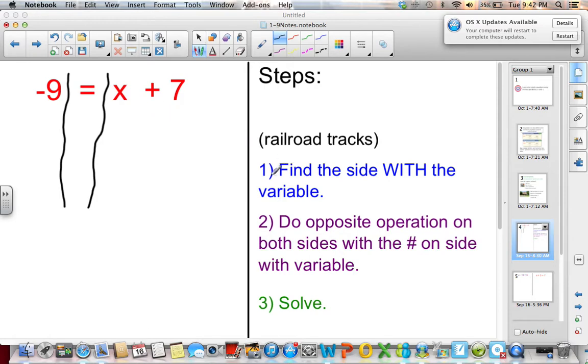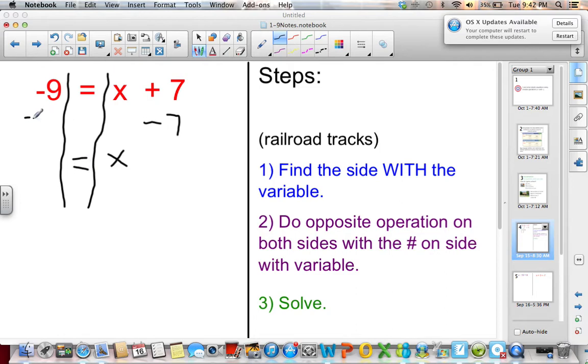Okay? So our first step, we find the side with the variable. Our variable is our letter, so we're starting on this side. Now we do the opposite operation on both sides with the number on the side with the variable. So what does that mean? The opposite of addition is subtraction, and then we take this number and we're going to subtract it because 7 minus 7 is 0, and then we're going to be left with x.